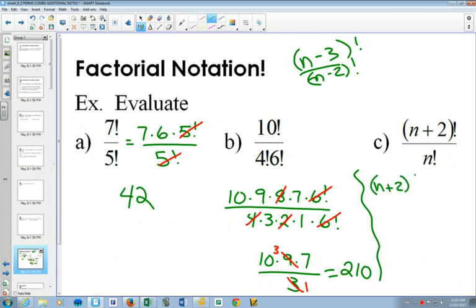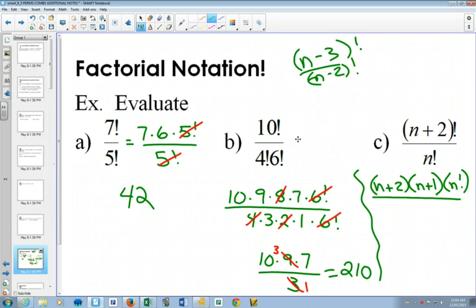So we start expanding it. 1 less than n plus 2 is n plus 1. We keep going until we get to n. Then we write the factorial just with the n, because that's the same as what we did with our 7 factorial over 5 factorial. 7 times 6, those ones don't have factorials, but when we got to 5, to show that we wanted to keep it going, we had the factorial.